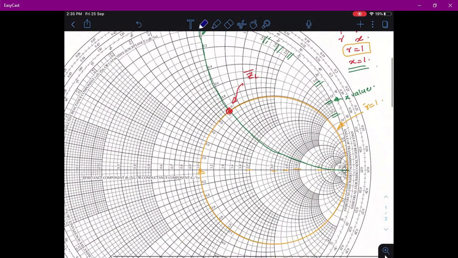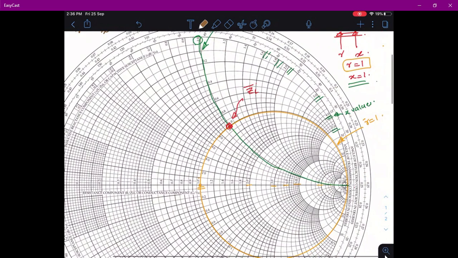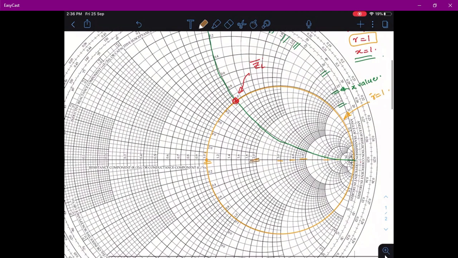So what can we do? Let's trace. First, you need to see this is R and this is X. So you need to find the circle with R equal to 2. If you go along this line, you see that R equal to 2 is here. Okay, so this is R equal to 2. If you go along the locus of this circle, you can see all the circles which are intersecting with this 2 circle. So this is the R equal to 2 circle.